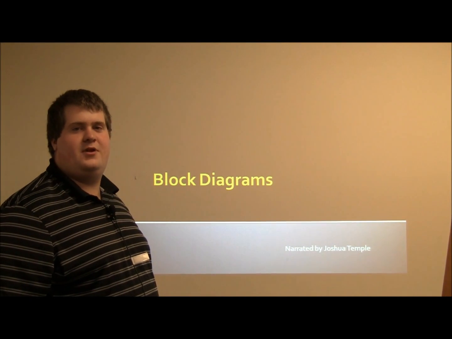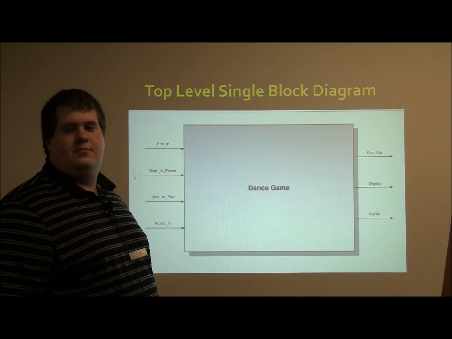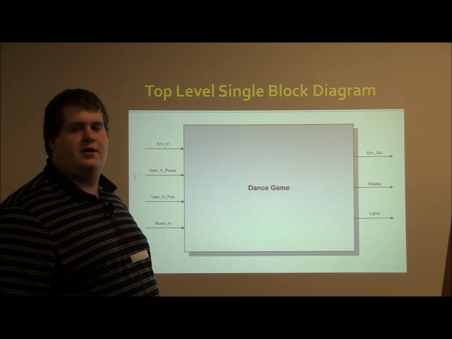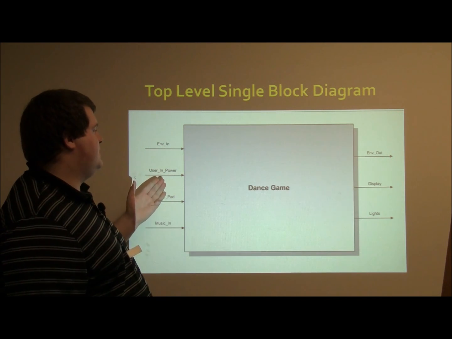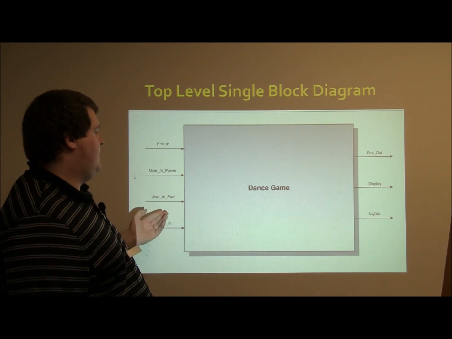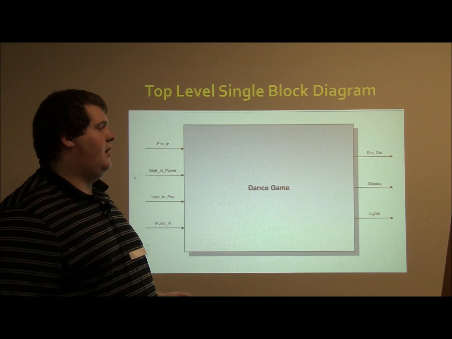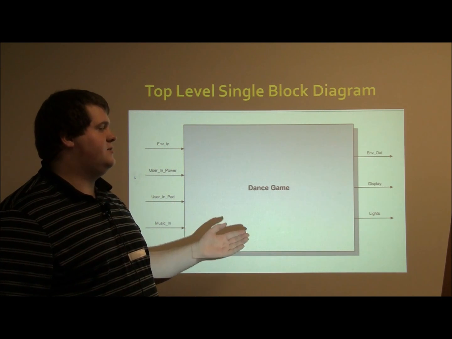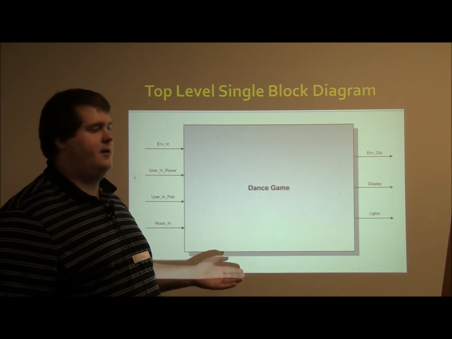Hello, I'm Josh Temple, and I will be discussing the top-level diagram. This is the single block top-level diagram with 4 inputs and 3 outputs. The inputs being how the environment interacts with the game, how its conditions are, the power, how the user interacts with the game, and the music that it records in. As the outputs, we'll have how the game affects its environment, the display so the user knows what they're doing, and the lights to the dance pad, so it'll light up.